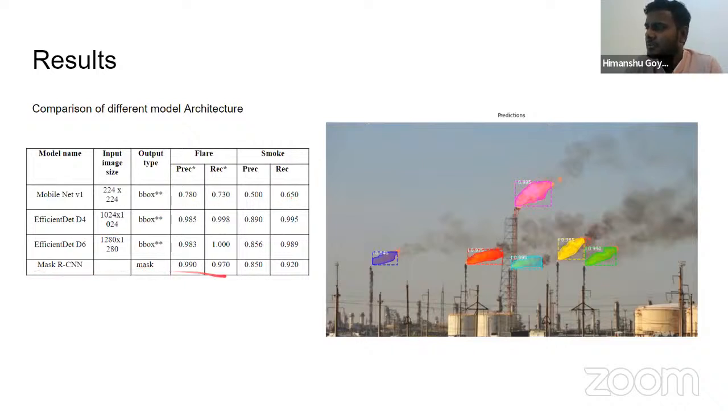The Mask RCNN model was, as you can see, in some categories like flare precision, greater than the EfficientDet model, but in some of the categories it was not that good. Like in the smoke precision category, the Mask RCNN model is not that good. EfficientDet D4 performs better than the Mask RCNN model.